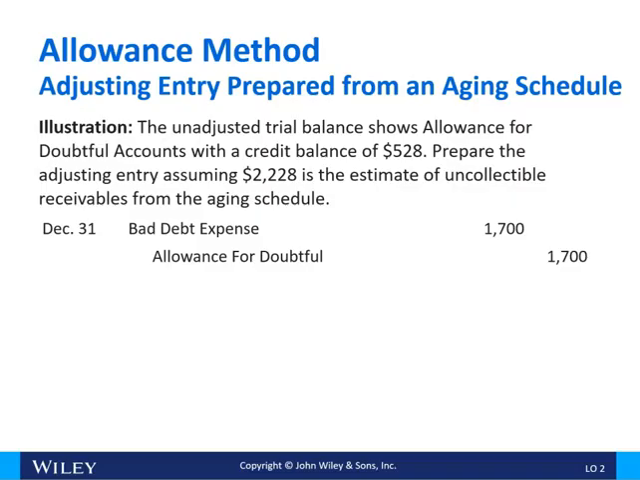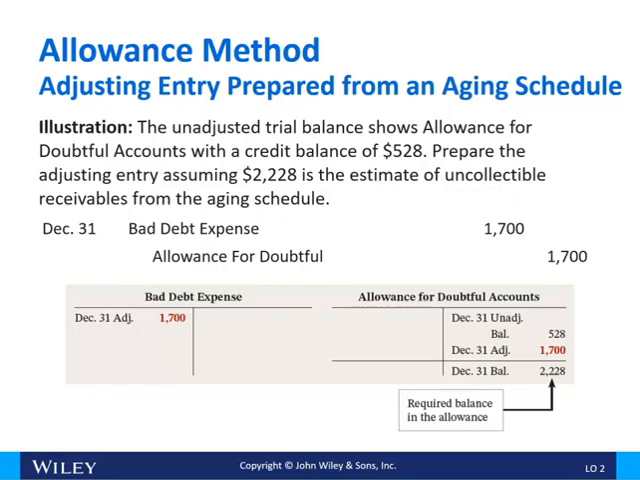You look at what's in the account, you calculate what the account balance should be, and the adjusting entry is the difference. So we're not recording the full 2,228. We just record the additional amount needed to get to that balance. If we look at the T accounts, we calculated this required balance, so we need to get to that balance. In order to get there, we need a $1,700 adjusting entry because we already had $528 there.